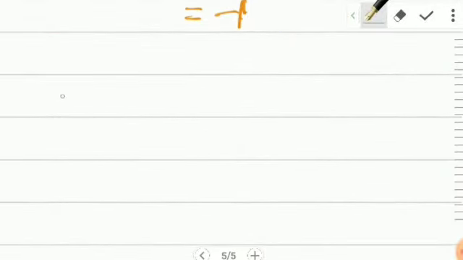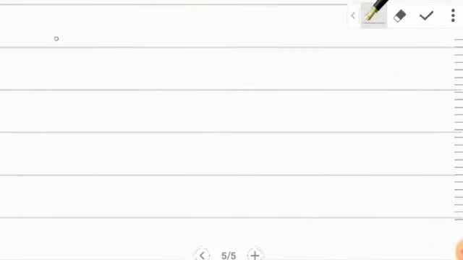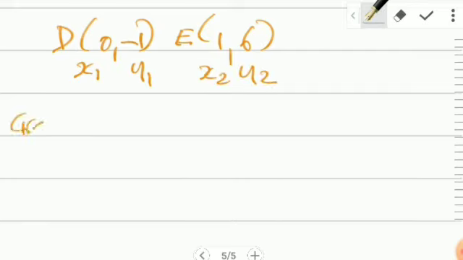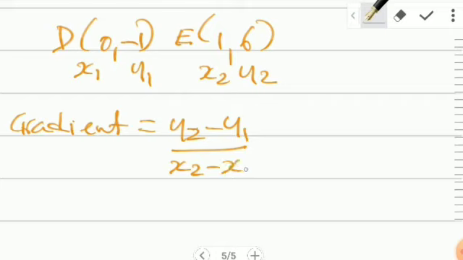Let's say we have a point D with coordinate (0, -1), and we have a point E with coordinate (1, 6). If we intend to find the gradient of this line segment, we need to label the points x1, y1, x2, y2. Gradient can be calculated easily by using the formula y2 minus y1 over x2 minus x1. Here, 6 represents y2, minus negative 1, which represents y1. 1 represents x2 here, minus 0.